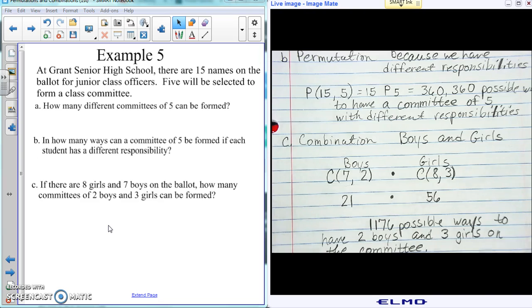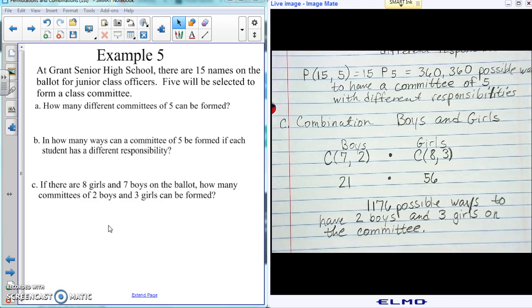Now that one might show up a couple of times in different places. That's a more in-depth one where you have to put things together. So just prepare for stuff like that too, especially the letter C. All right, and that's the last example.